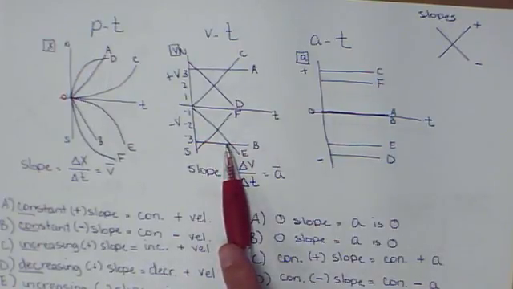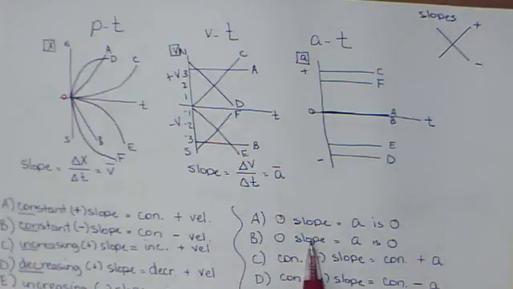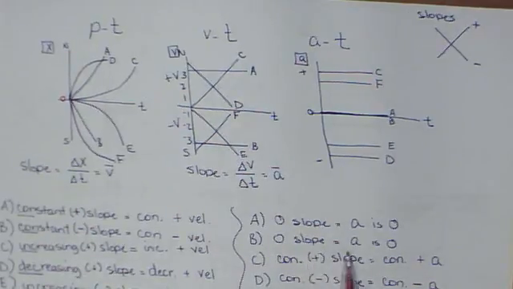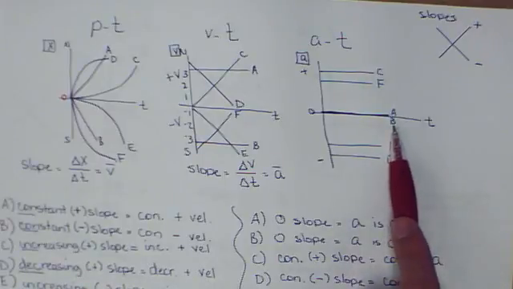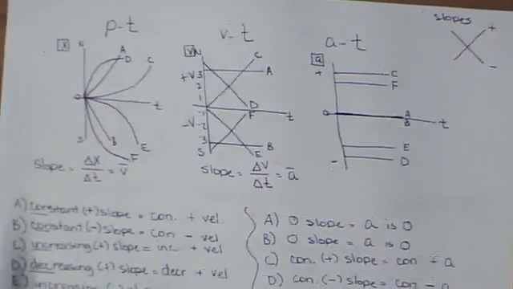So just like A, if you have 0 slope on the velocity time graph, you have 0 acceleration. So line B on the acceleration time graph would look like this. Okay, moving on to line C.